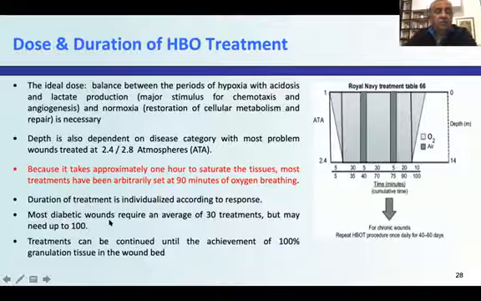Most diabetic wounds require an average of 30 treatments but may need up to 100, and treatment can be continued until 100% granulation is seen in the wound bed.